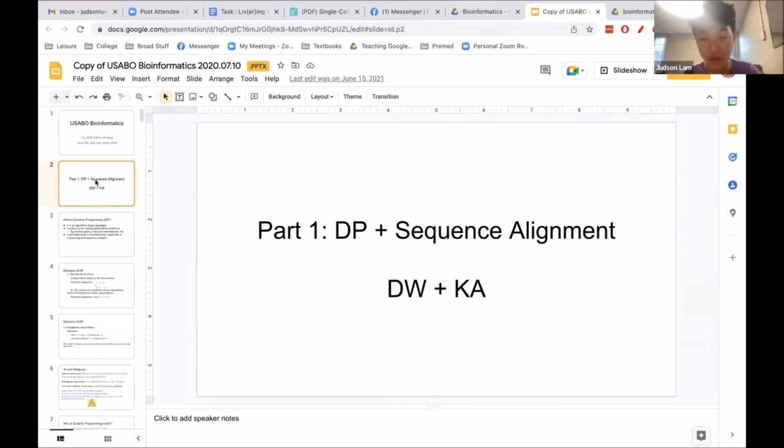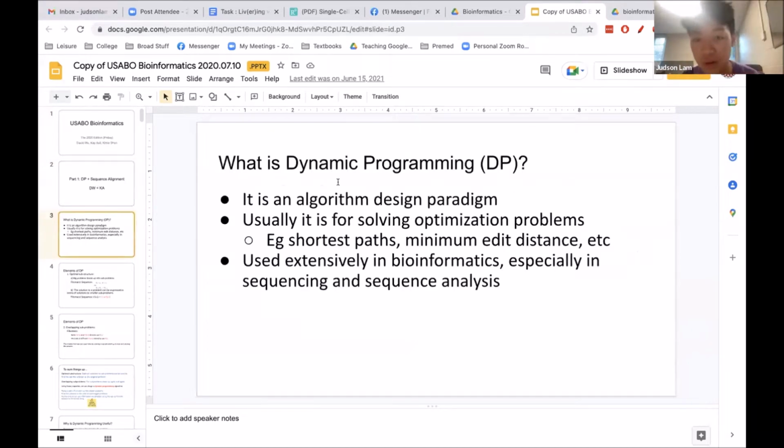So first thing we're going to talk about is computer science. Specifically, there's something called dynamic programming. I don't know how familiar everyone is with coding, but this is a special strategy for making algorithms in computer science. The strategy is used for solving optimization problems, like shortest path, minimum edit distance, etc., and is extensively used in bioinformatics for sequencing analysis.